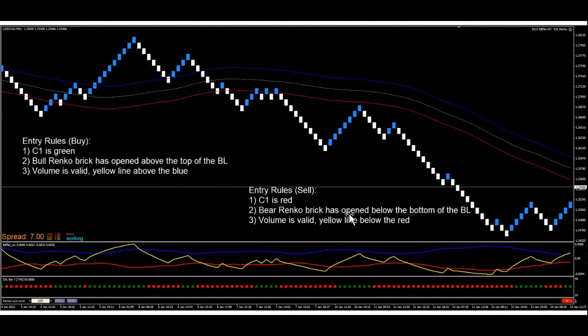Okay, so how do we know? What are our rules for entry? So here are the rules for a buy entry. Number one, our C1 needs to be green.